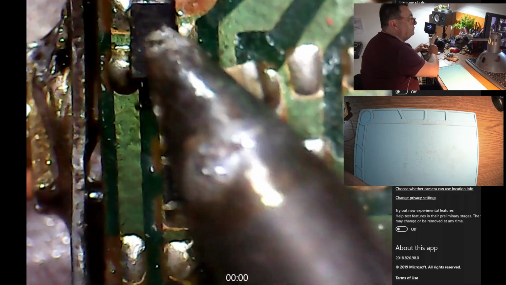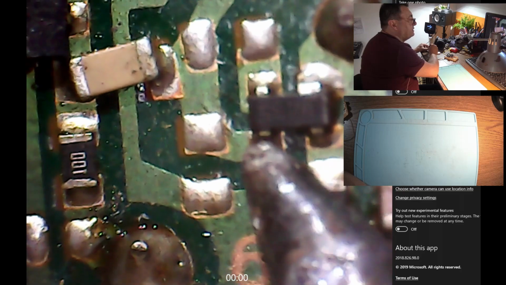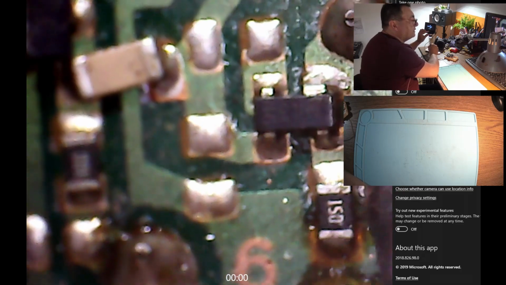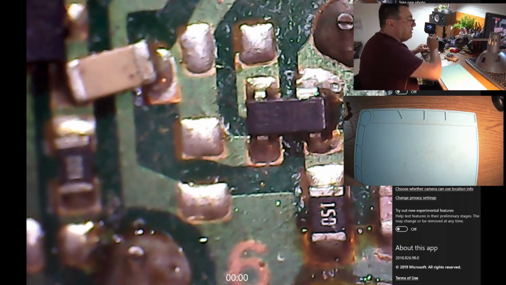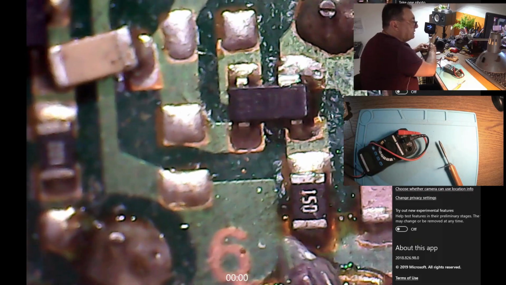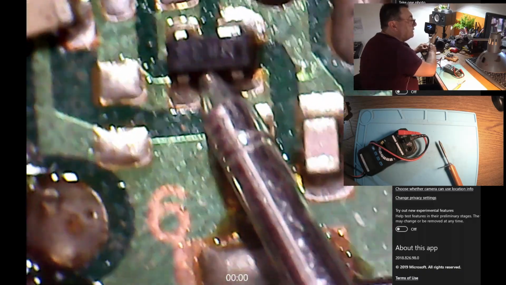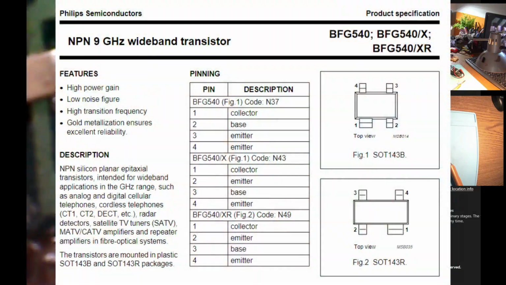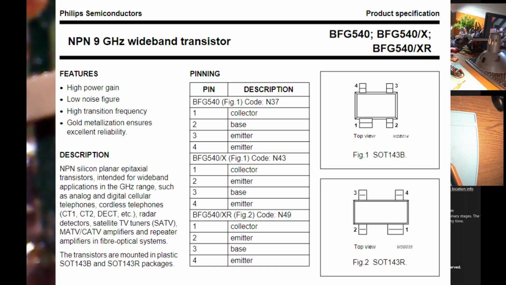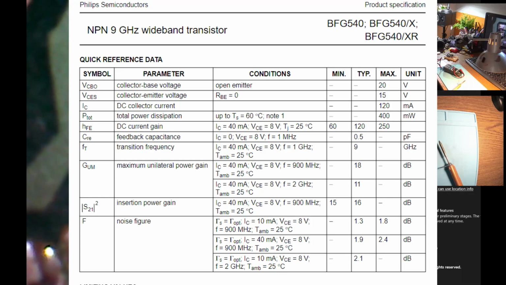So here is the input. We have a diode here to protect the input and a capacitor going to the base of the first transistor, with the emitter down to the ground with a 15 ohm resistor. What kind of transistor is that? I think it's N43. I found this is from Philips and it's around 6 gigahertz. I'll tell you later what I'm going to do about that.